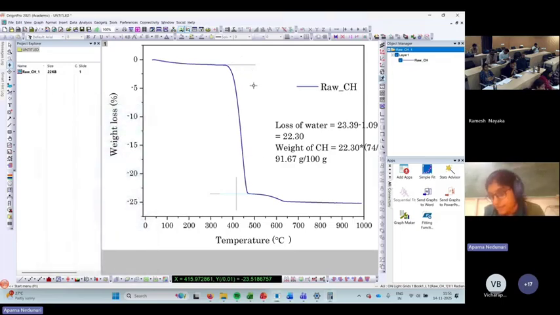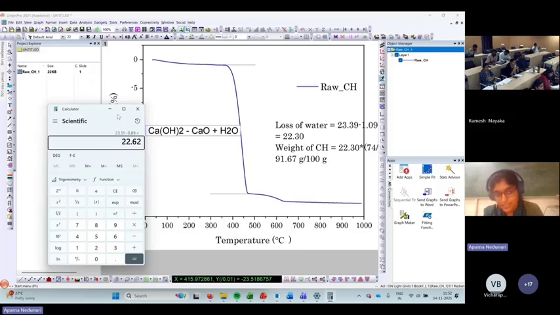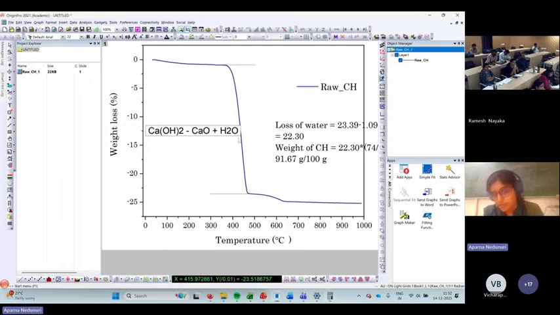Weight loss is happening because of dehydroxylation of calcium hydroxide. So we have Ca(OH)2 decomposing to CaO plus H2O. Now we know how much weight loss has happened, and we also know what that weight loss corresponds to. That weight loss is because of loss of water. So we can take this 22.62% as weight loss that is happening due to water.